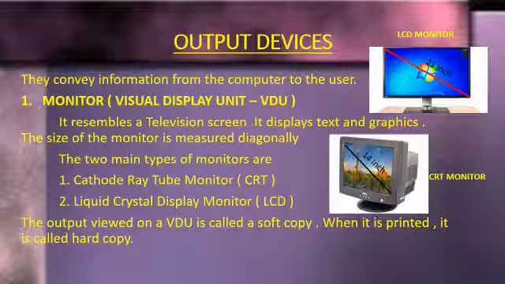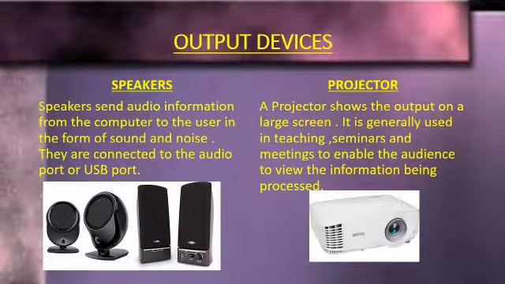The output viewed on a video or monitor is called a soft copy, and when it is printed, it is called hard copy. Speakers. Speakers are also output devices. They send audio information from the computer to the user in the form of sound and noise. They are connected to the audio port or USB port. They are always available in pairs.